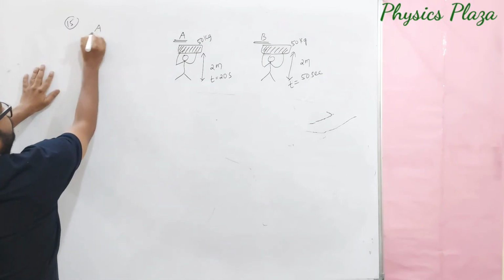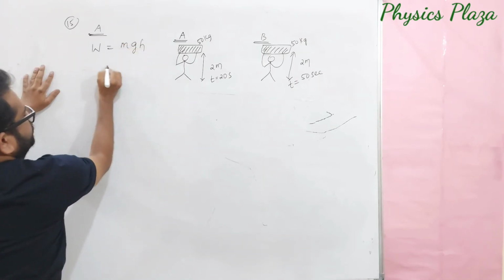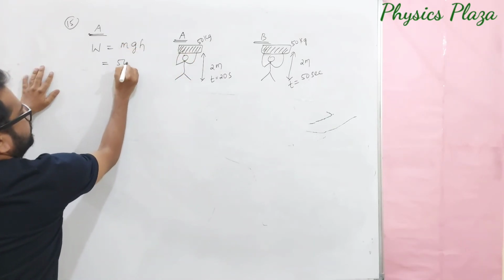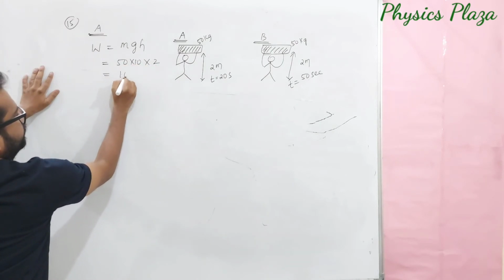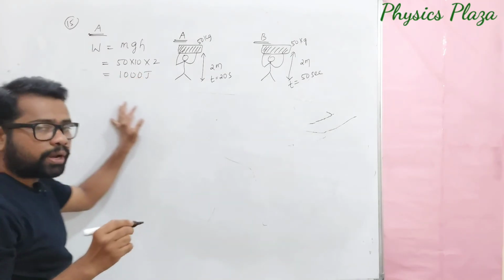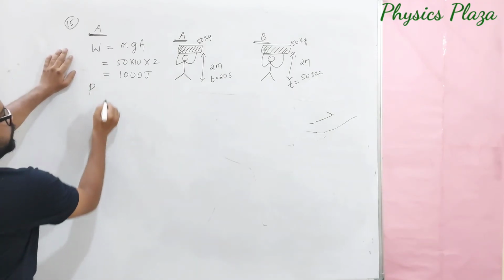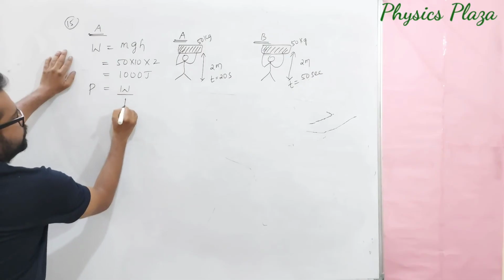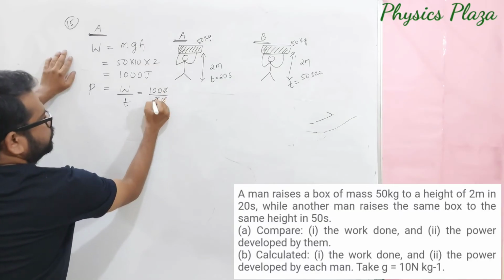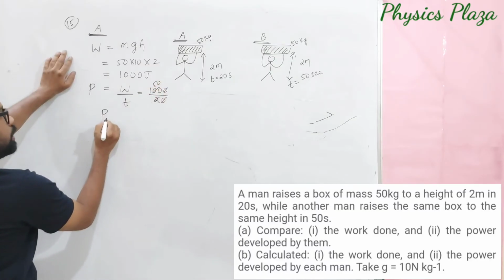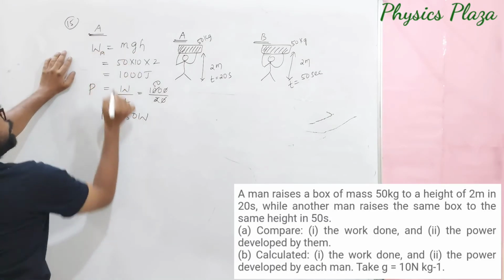Children, for person A let us calculate first work done. So we know that work done is equal to mgh. So children, m is given, it is 50, g is 10, h is 2. So it is 1000 joule, the work done by the person A. At the same time let us calculate the power developed, power spent. We know that power is work by time, so it will be 1000 by 20, which is 50. So power spent by the person A is 50 watt.